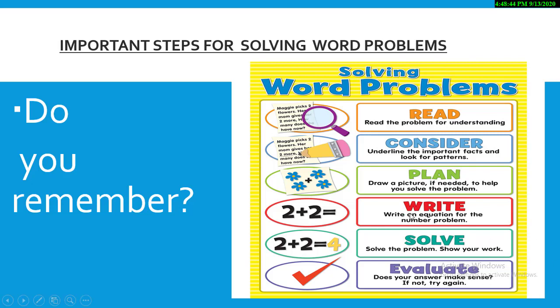Then the 4th step is to write. Yes, this is something very easy. Once you understand what you are going to do, then you write it down. The second last step is to solve. Yes, this is called your working column, where you subtract, multiply. And the last one is evaluate. Evaluate means you are going to check your answers, whether you solved the questions correctly or wrongly. This is a very important step. Most of the time students skip this evaluation part, but it is a very important step to check your answer.